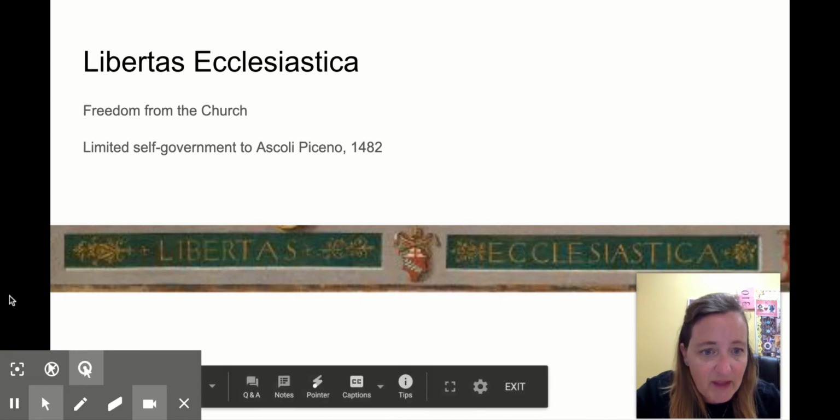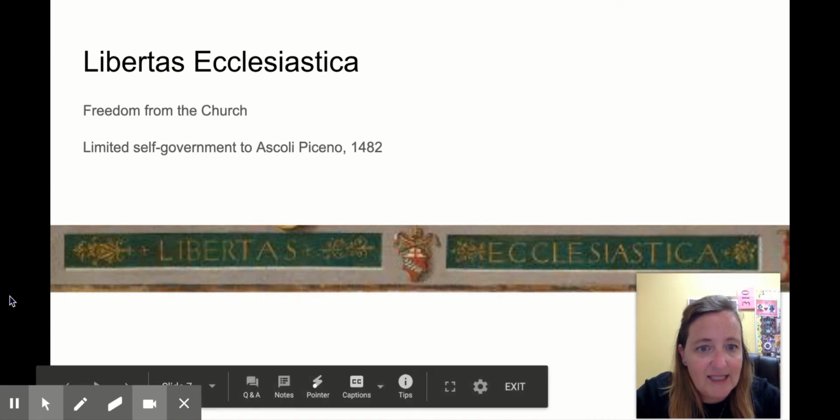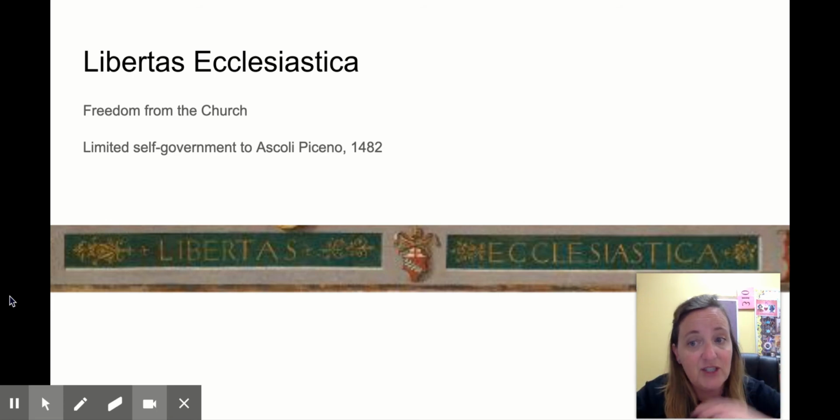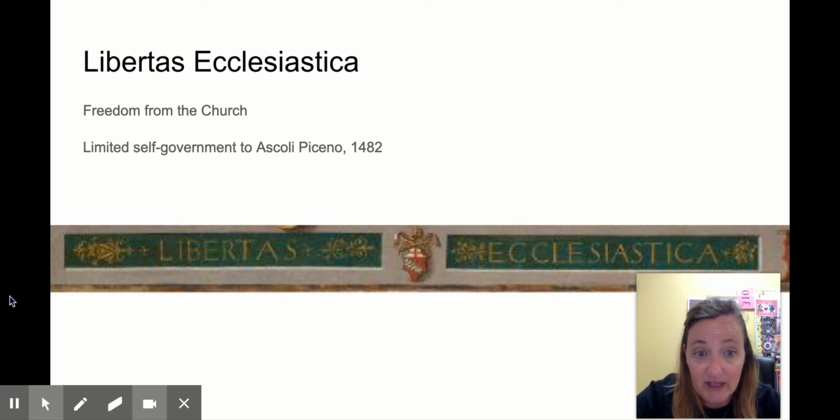And then at the bottom of the painting, it says Libertas Ecclesiastica. And so that means freedom from the church, which I think is a great example of how this is moving away from the religious aspect and is becoming secular. In 1482, the reason this painting was commissioned is because the Pope and the Catholic Church had granted this town in Italy limited self-government. So they were allowed to rule themselves for the first time. And so this painting was created to remember that.